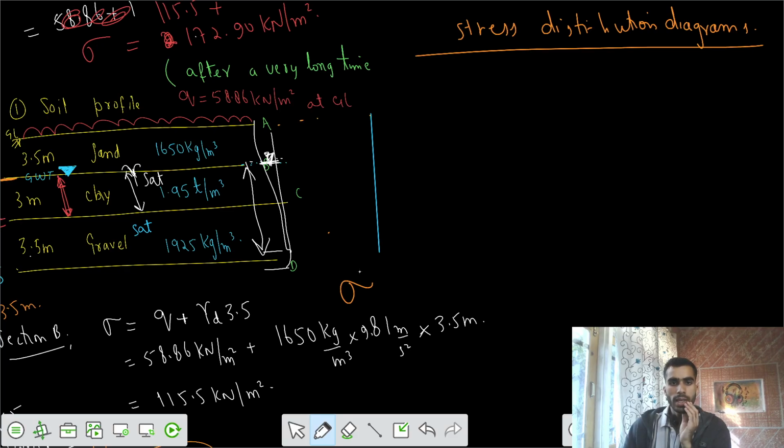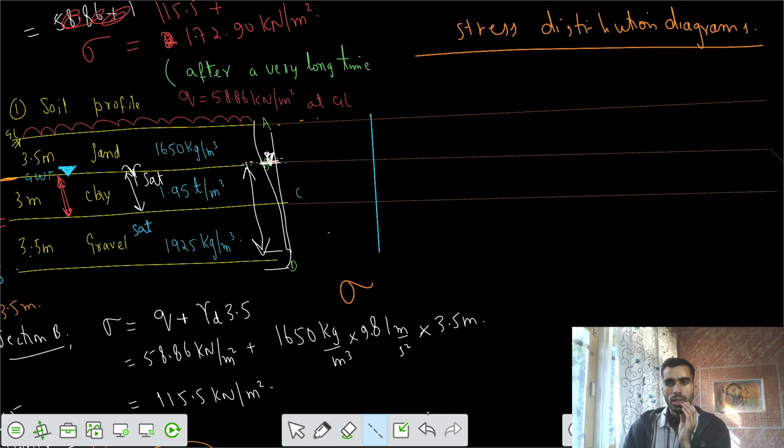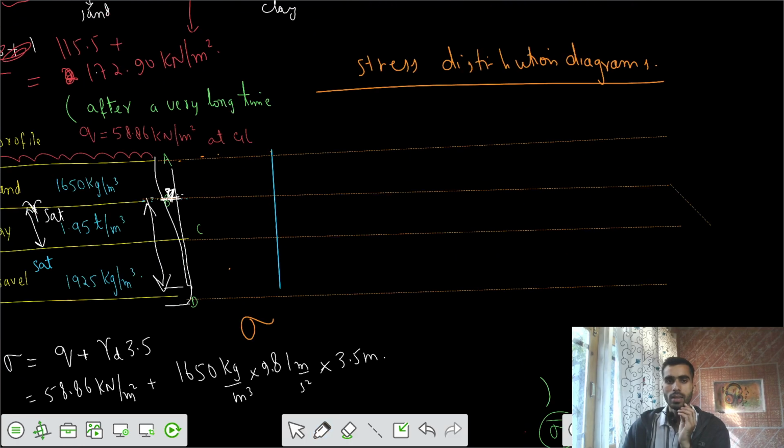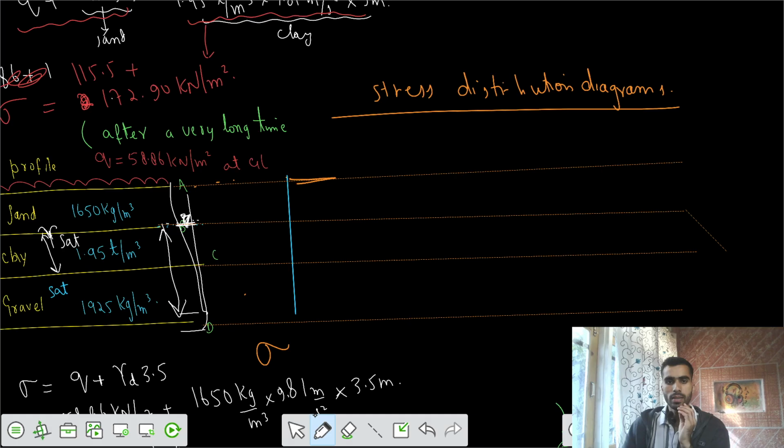If this is your point A, let's try to have those lines. Let's say this is your line number 1. This is your line number 2. One more is there, and the final is here. What is the stress we got at the point A? Total stress, that was 58.86. This is your 58.86.